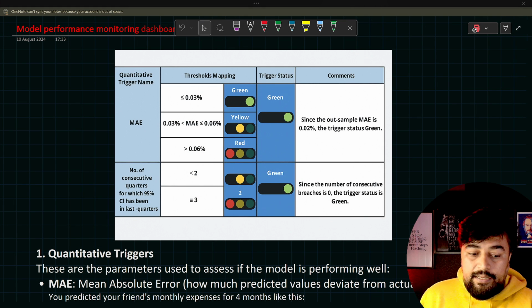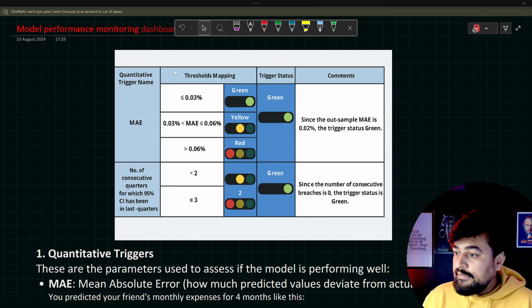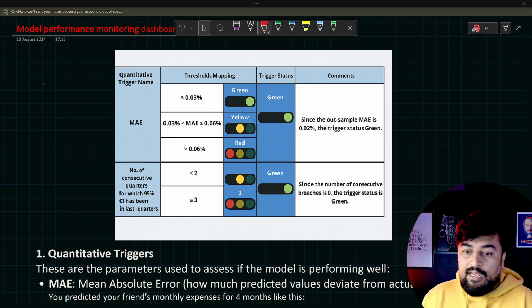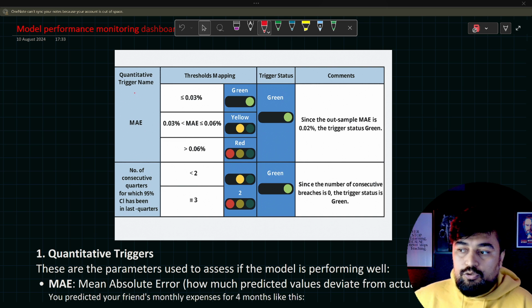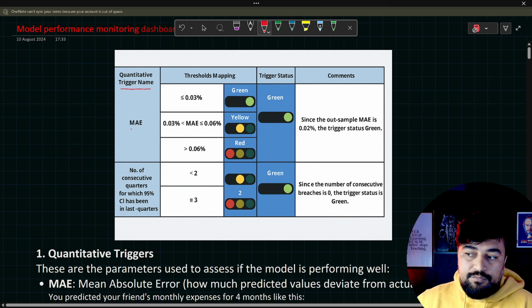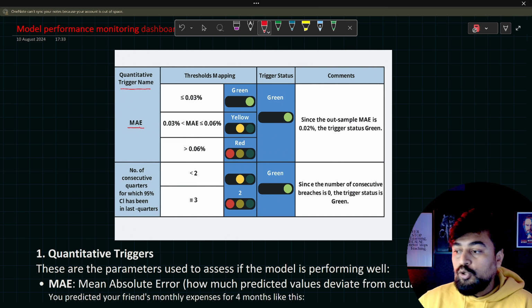As many of you can see on my screen, the topic is the model performance monitoring dashboard. I have prepared a dashboard showing how a real dashboard actually looks, and then we will talk about the nitty-gritty of it. For now, just remember that we are talking about the quantitative trigger names, which is MAE. Okay, what is MAE? I'm going to explain it in a minute.